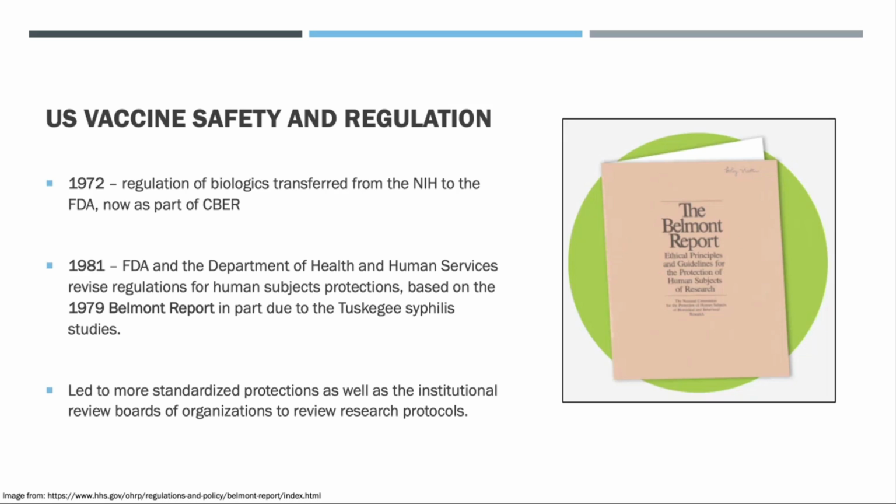It's interesting to note some of the pivotal experiments and events that we think of in the history of vaccination, with children being the first subjects and scientists testing on themselves and their family. It's only been in more recent decades that we really have the more robust human subjects protections that we think of today. But this has led to more standardized protections, as far as institutional review boards and organizations to review research protocols, and the development of new vaccines.